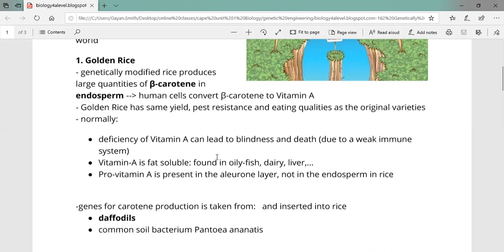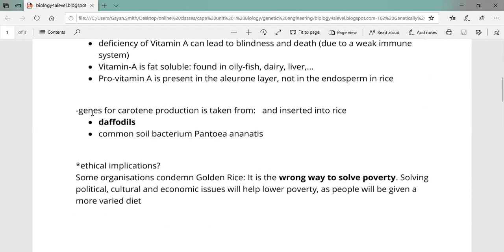So the rice that has been given to a lot of these countries with starvation problems has been modified so that it's more nutrient rich than just the regular rice, right? They said that they have also introduced the gene for carotene production into rice, daffodils, and common soil, and they have also inserted it into the common soil bacterium.